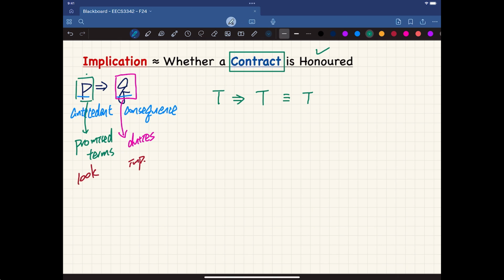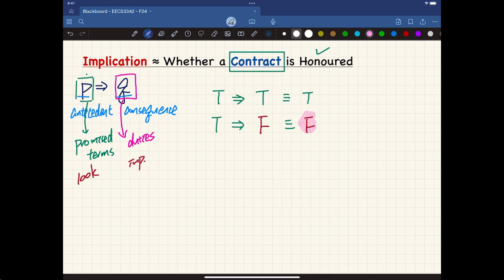Well, if you are given the promised terms, but you did not do your job, in that way, that should be false. That means the contract is breached. So if you got true over here, you're given the money, but you didn't do the work, in that way, the contract is breached. That should be equivalent to false. So this is the only case where you're going to get a false for implication.